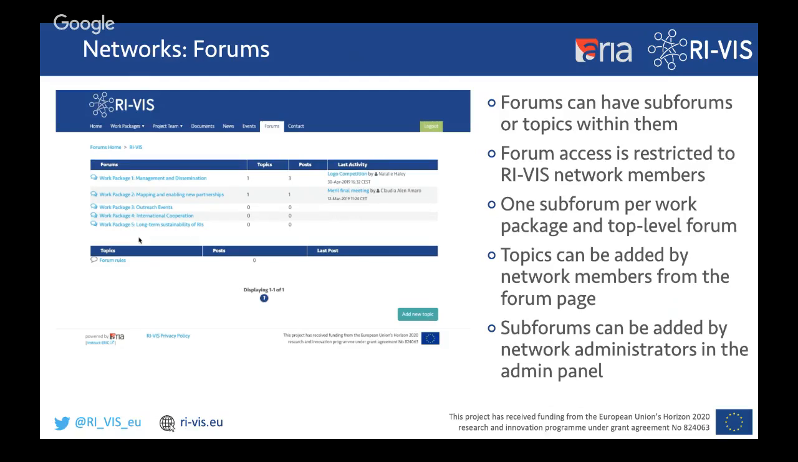Here you see the RI-VIS forums. We have one sub-forum for each work package and a top-level forum for things that don't fit in a single work package. Each forum can have multiple topics, which are discussion threads. Here at the bottom, we see a thread in the top level RI-VIS forum on forum rules. Topics, posts, and latest activity are shown for forums, subforums, and topics in these tables here.